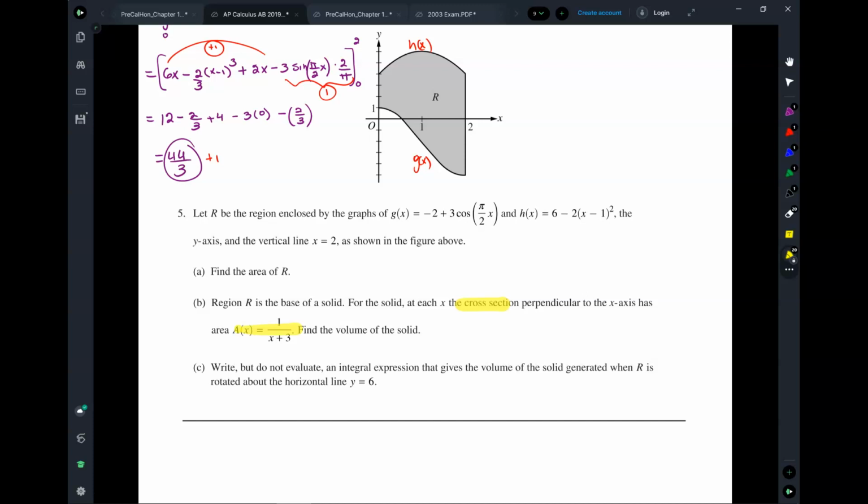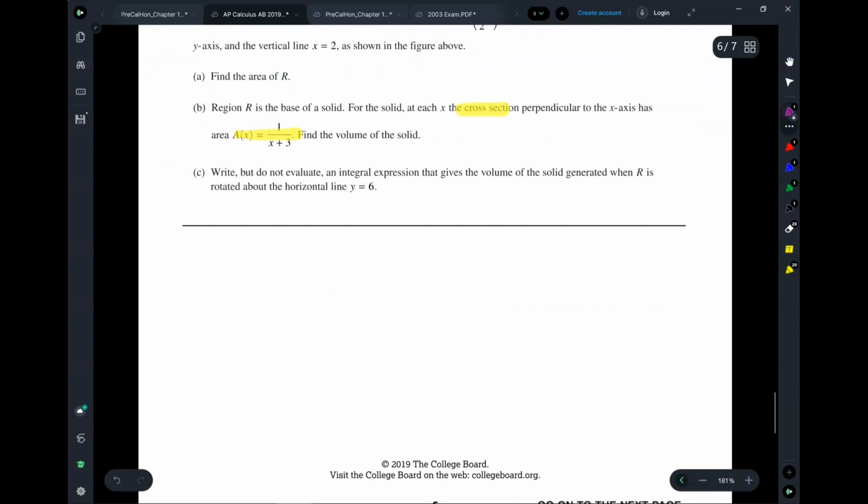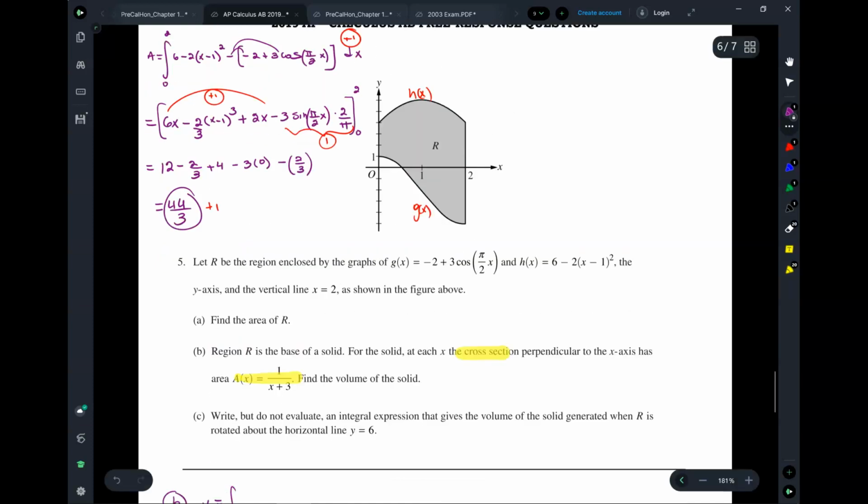So in those problems, after you found the area, what did you have to do to it to find the volume? Integral. Well, here they're giving you the integral. So you're just going to say, okay, B, the volume is the integral from 0 to, what was it, 2?